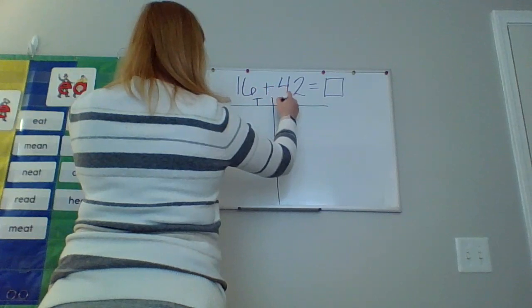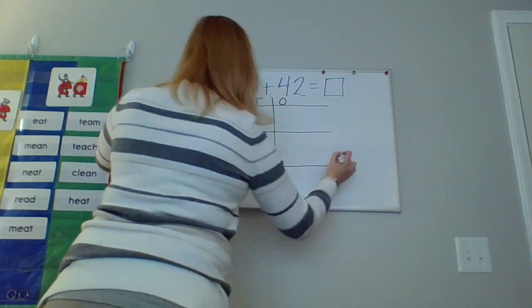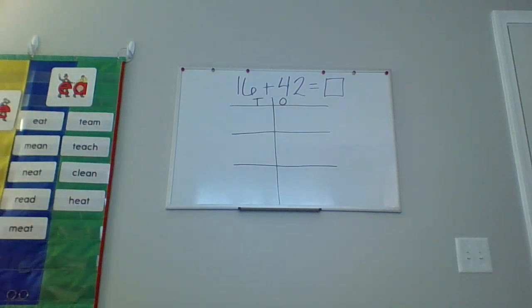Okay? Just like before. Just like the last problem. This is my tens and ones chart for adding two-digit numbers together. I have 16 and 42. 16 plus 42. Okay?